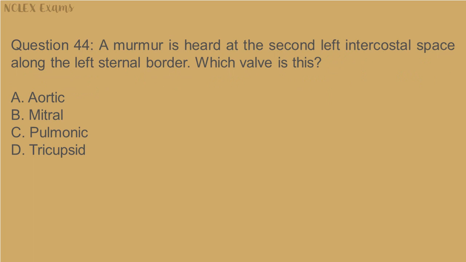Question 39. A pulsating abdominal mass usually indicates which of the following conditions? A. Abdominal aortic aneurysm. B. Enlarged spleen. C. Gastric distension. D. Gastritis.